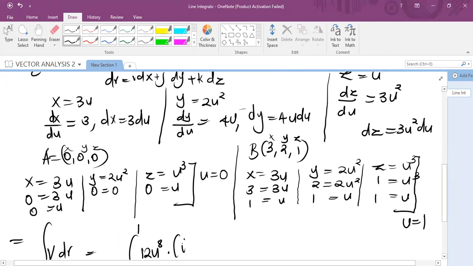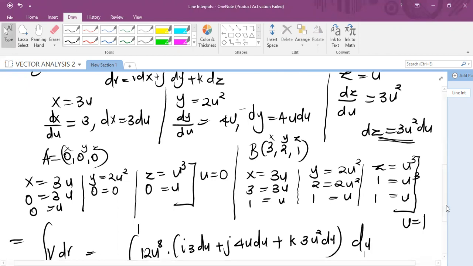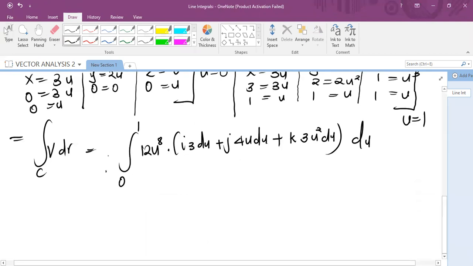But what is dx in terms of this new variable? We've already established that dx is the same as 3 du. So I will have this as 3 du, plus j. What is dy? Our dy with respect to this new variable is 4u du, plus finally k dz. And our dz with respect to the new variable is 3u squared du. And we are supposed to integrate this with respect to the new variable, so with respect to u. Okay, fine. So how do we go about that?